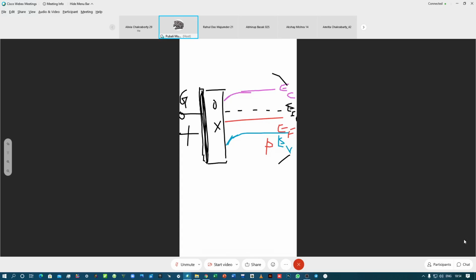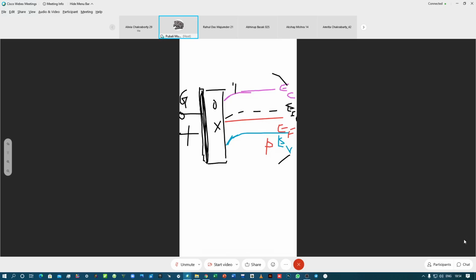Similarly, the intrinsic Fermi energy level would also show its property by being equidistant from the conduction band and the valence band edge, and it also bends in this fashion when you have a minor accumulation of space charge.